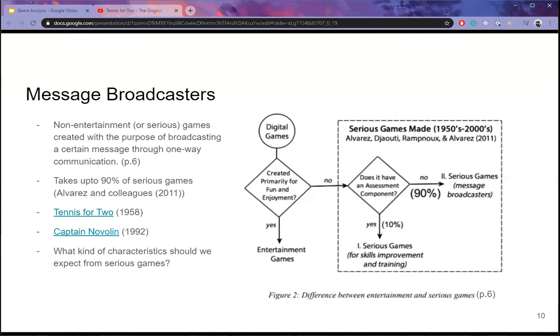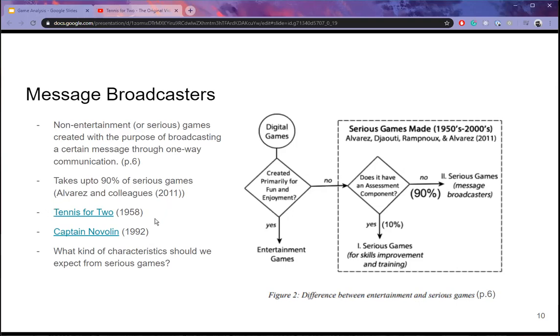And this game was created with the sole purpose to broadcast a reassuring message to the civilians living near the nuclear research laboratory. So if we stick to the definition of serious game, so any game not created mainly for entertainment is a serious game, then this game suddenly fits into the category. But it doesn't really give the player any useful information, we can say that.